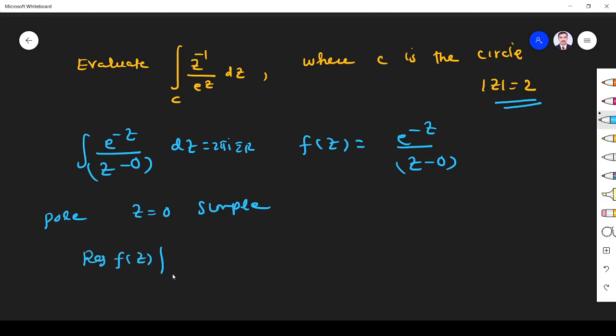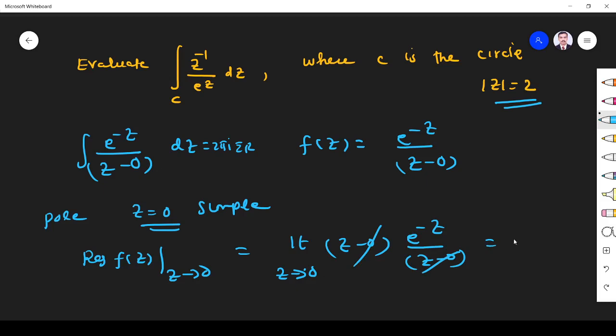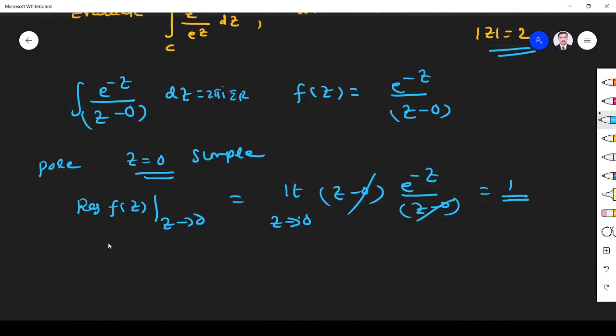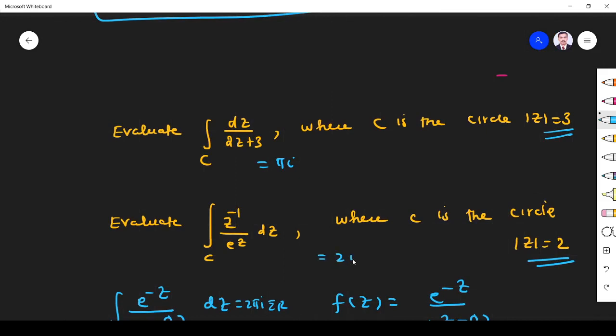Residue of f of z at z tends to 0, the pole 0. So that is given by limit z tends to 0, z minus 0 into f of z. F of z is nothing but e power minus z divided by z minus 0. Cancel. Z is 0, so it will become 1. So what is my answer? My answer is 2 pi i. The evaluation of the integral is 2 pi i into sum of residues. I have only one residue. What is that residue? 1. So it is 2 pi i. The answer is 2 pi i. Simple problem. Right?